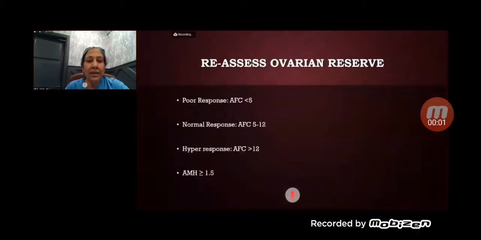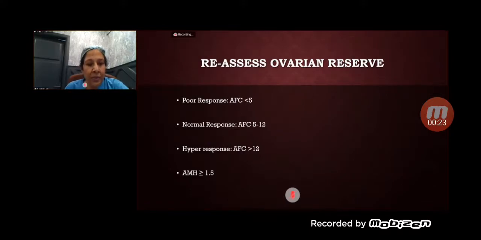Now, how do you reassess the ovarian reserve? The patient has already had 2 IUIs. There may be a study that there was a good follicle because she was given induction of ovulation, but a reassessment of the ovarian reserve tells us whether we should proceed with another IUI, or we should shift the patient to IVF, or recounseling is required.